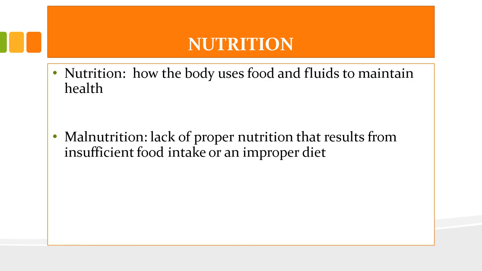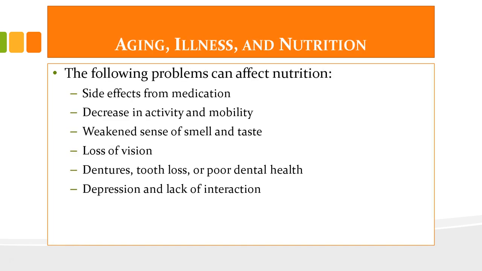Let's examine the terms nutrition and malnutrition. Nutrition is how the body uses food and fluids to maintain health. Proper nutrition is like the placing of quality fuel in your car. You will get better performance if you put in the quality fuel. The same applies to the quality food that you place in your body. You should expect better performance. Malnutrition is the lack of proper nutrition, whether it is from insufficient food intake or an improper diet.